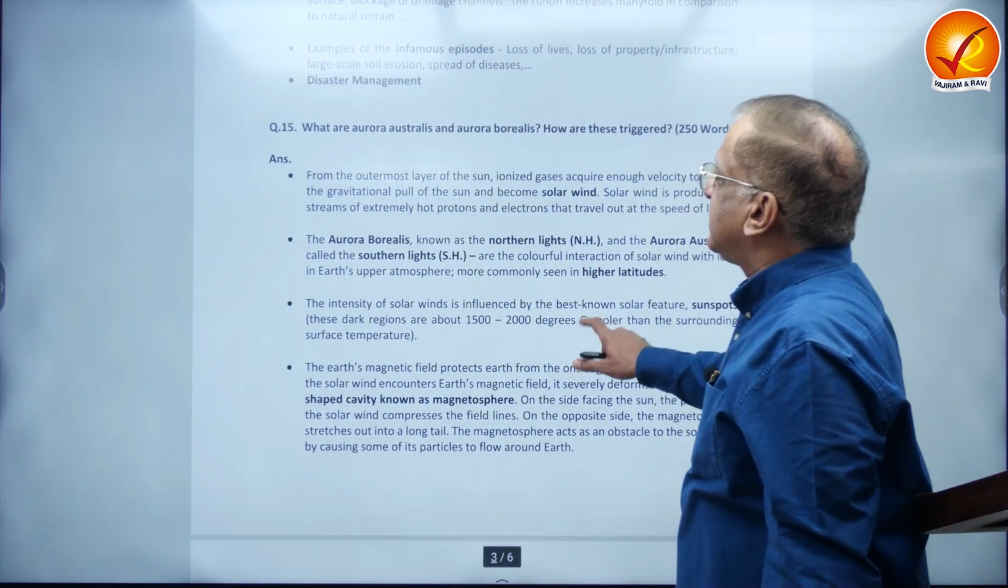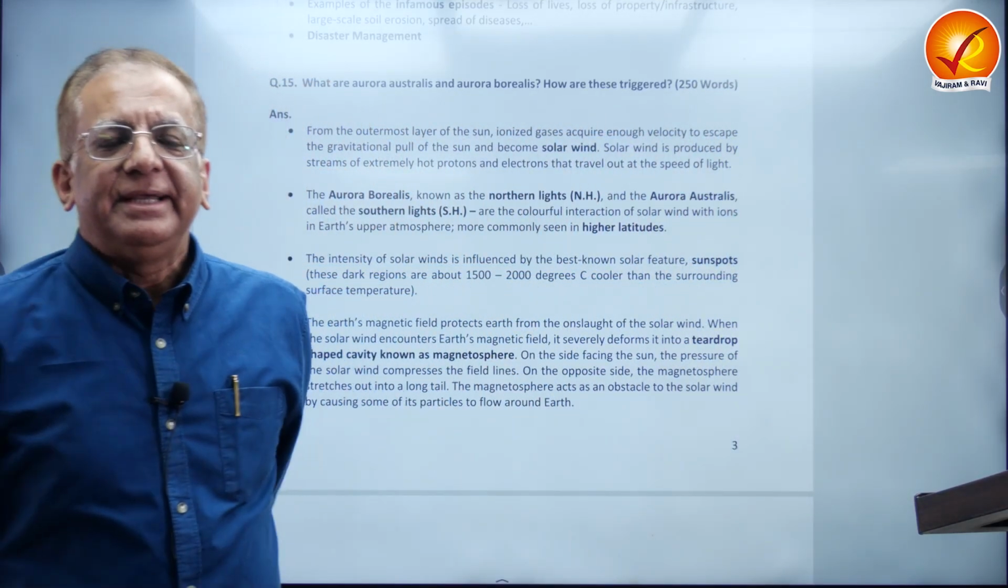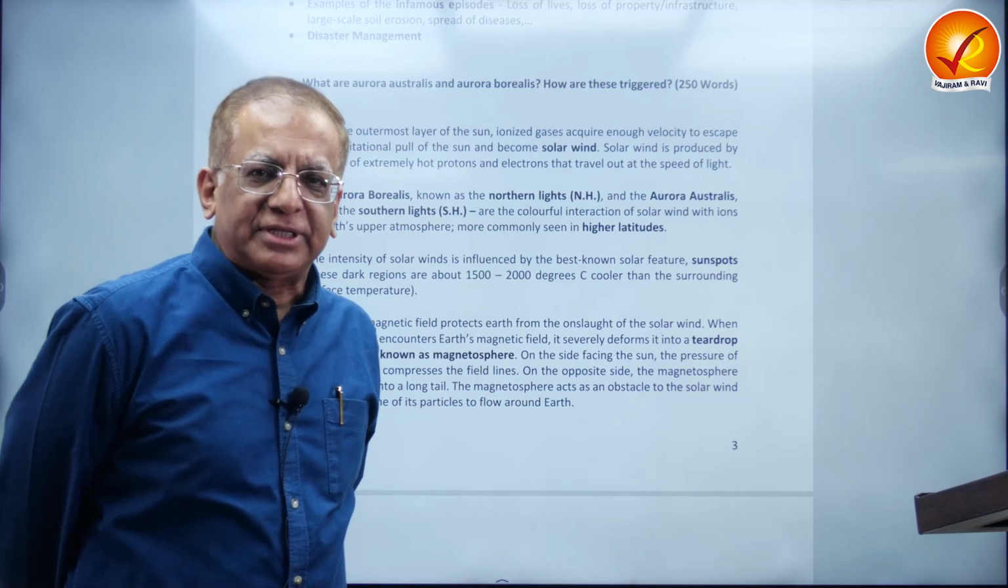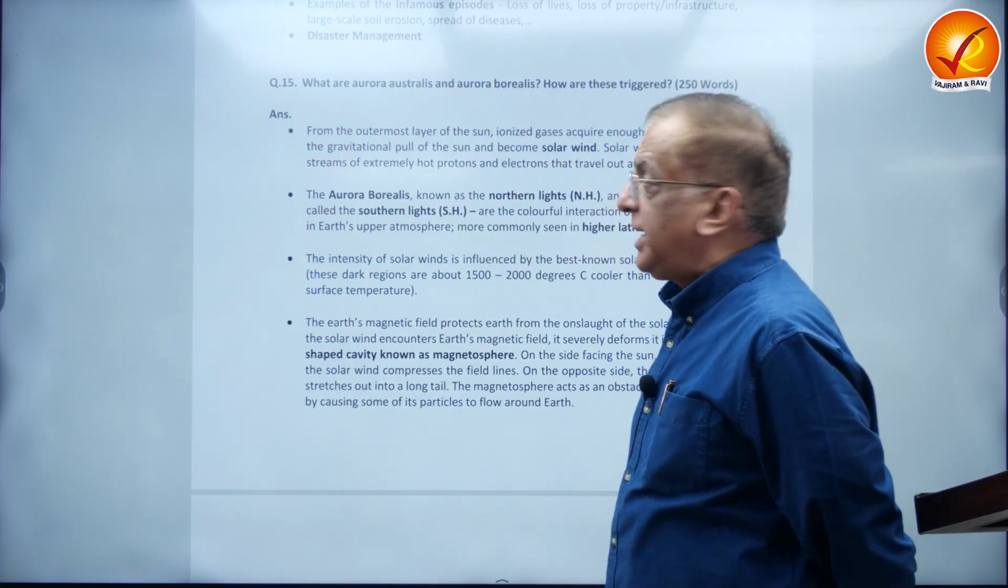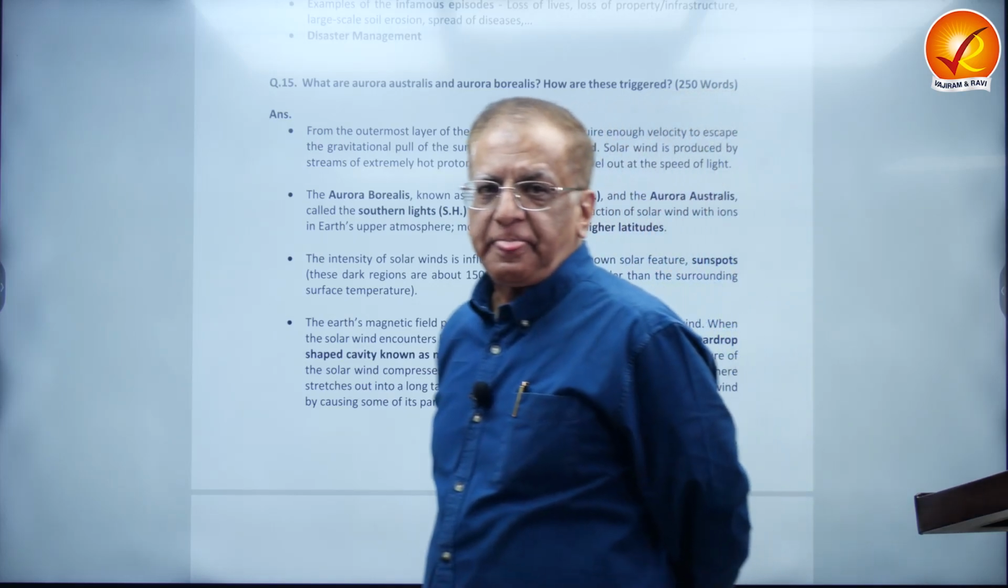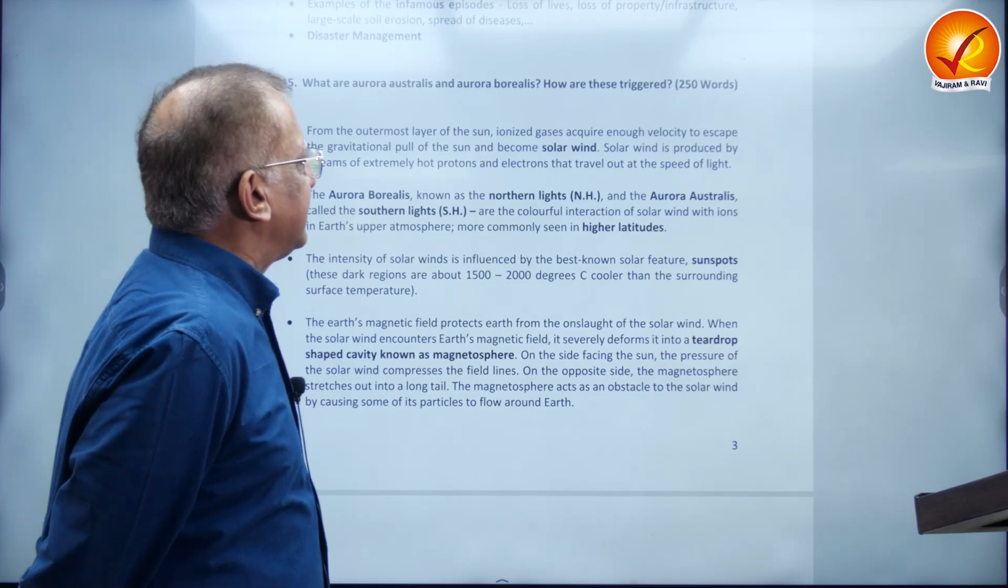The next question is about the spectacular lights we have in the higher latitudes of the northern and southern hemispheres. The question says, what are aurora australis and aurora borealis? And the second part of the question says, how are these events triggered?